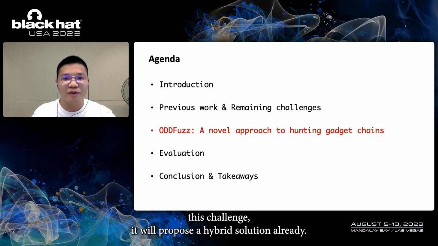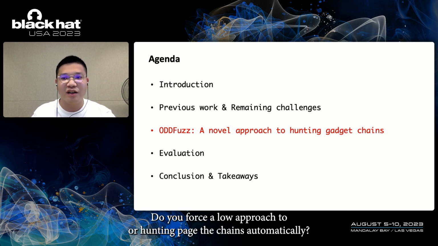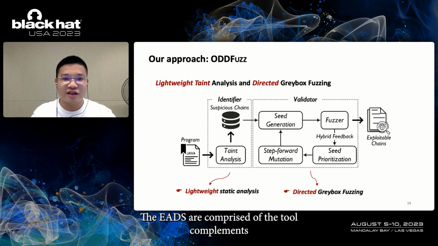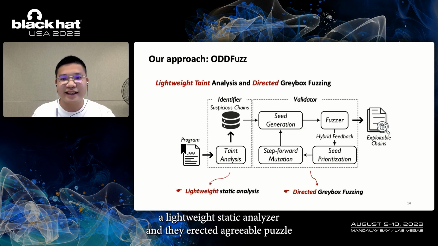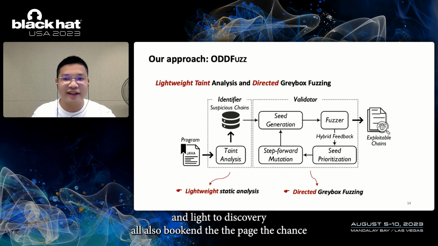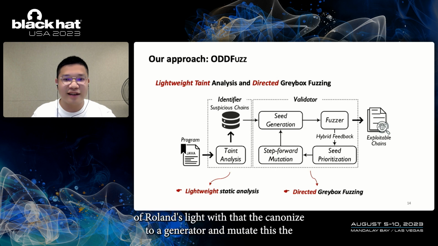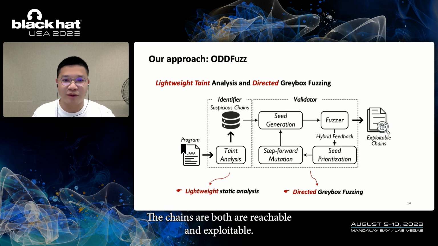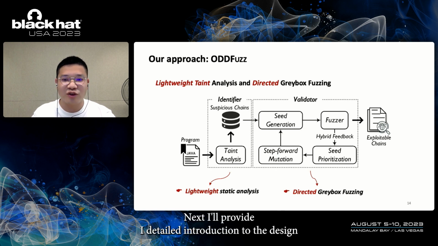To address these challenges, we propose a hybrid solution, ODDFuzz, a novel approach to hunting gadget chains automatically. ODDFuzz is comprised of two components, a lightweight static analyzer and a directed greybox fuzzer. The lightweight static analyzer uses static analysis to discover all possible candidate gadget chains. The directed greybox fuzzer, on the other hand, utilizes the results from the static analyzer to generate and mutate seeds. This process verifies whether the candidate gadget chains are both reachable and exploitable. Next, I'll provide a detailed introduction to the design and implementation of these two components.